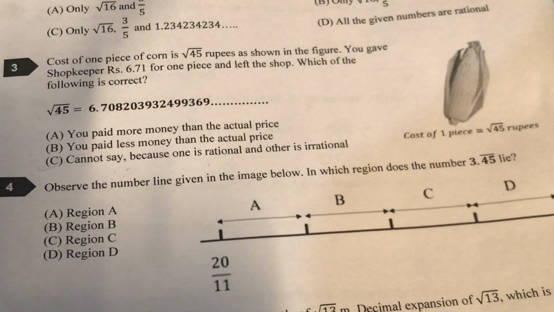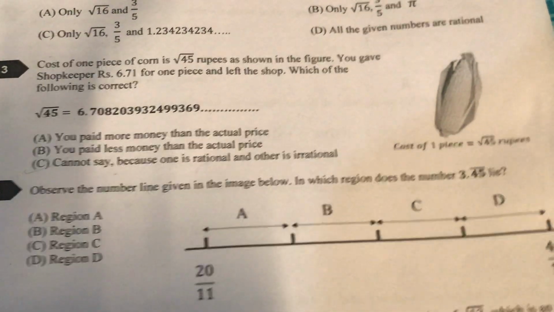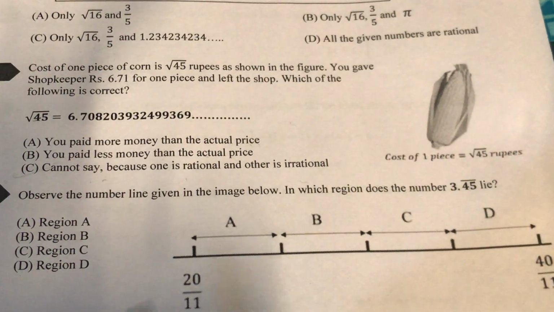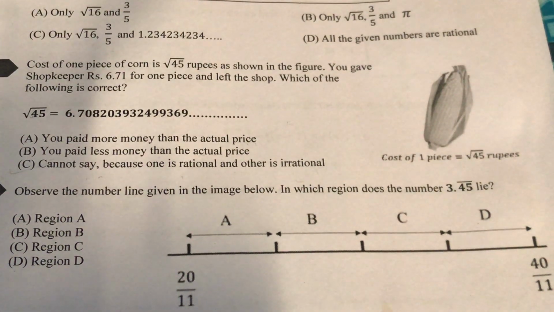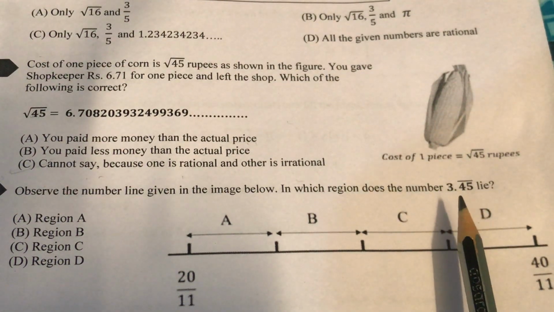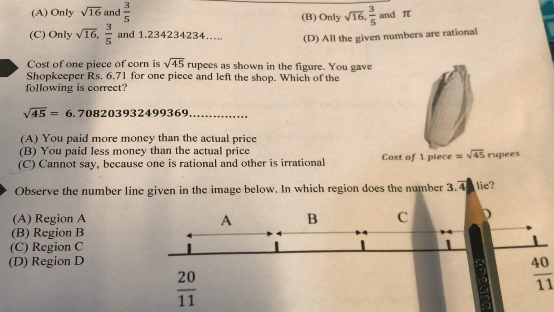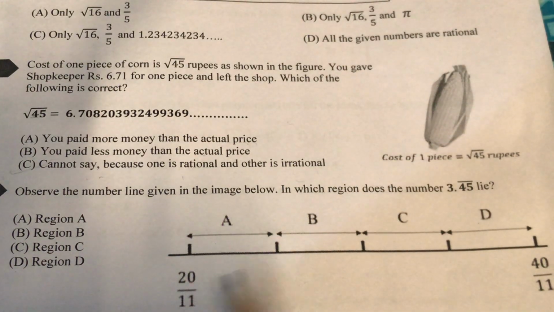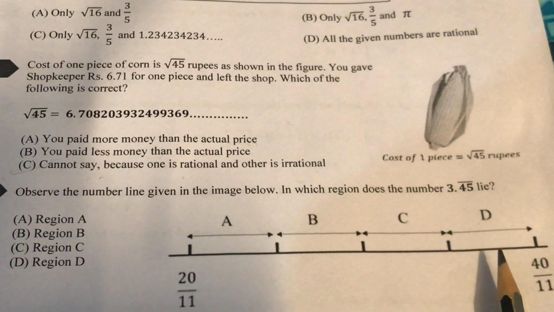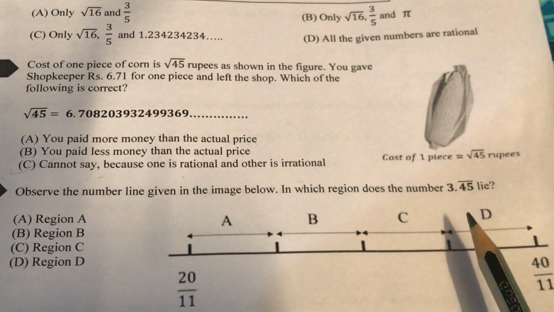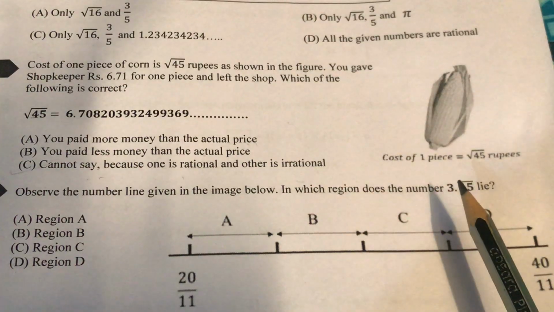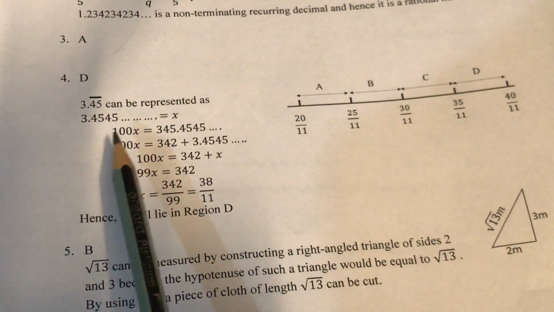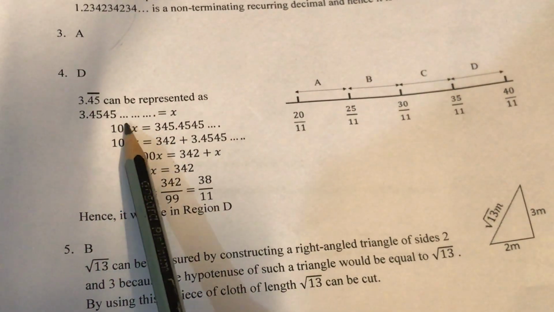Question number 4. Observe the number line given in the image below. In which region does the number 3.45 lie? Now, if I had given you a question that says represent 3.45 in the form of p by q, you must have done that, right? The same thing we have to do over here. Only to create confusion, I have interlinked this question with the number line, right? So, first of all, I'll write 3.45 in the form of p by q. If you can see this, I have written here 3.45 bar, which means 3.454545, right?